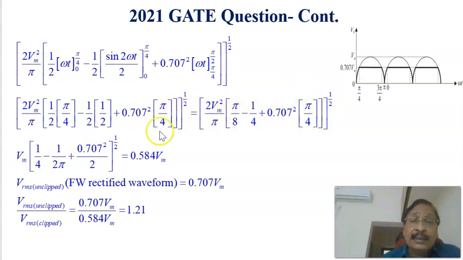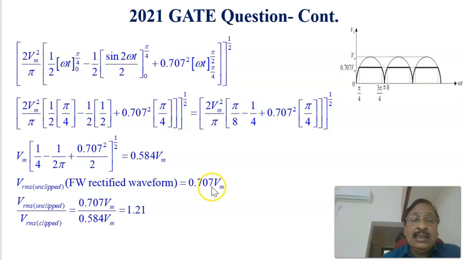Or again if you reduce it, it is equal to under square root, this is Vm into under square root 1 by 4 minus, substitute here 1 by pi into 0.707 square divided by 2, under square root, and we'll be getting it is equal to 0.584 Vm. The RMS value of the clipped waveform is equal to 0.584 Vm, and the RMS value of the full wave rectified, already as I told you, is equal to 0.707 Vm, or Vm by root 2, which is equal to 0.707 Vm.